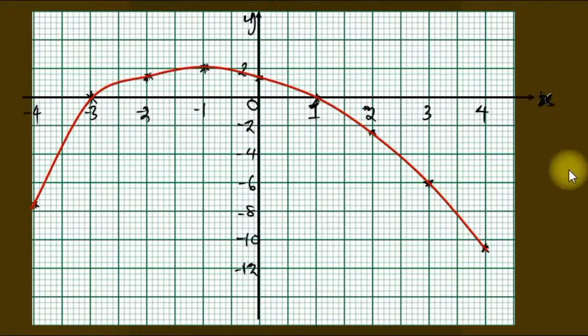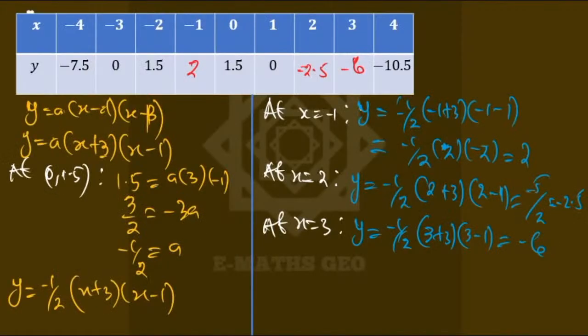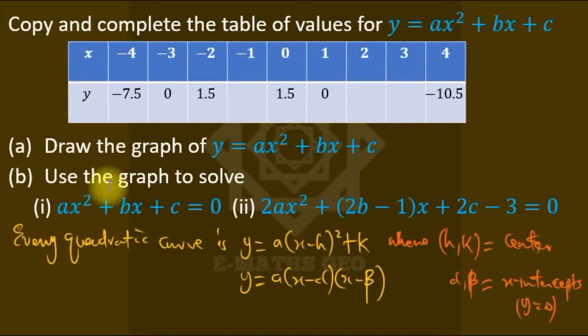Okay. So this is now y equals what? So the graph is y equals minus half x plus 3 x minus 1. So we've plotted that. So again, we have done the first and second question. So use the graph to solve this, where that is equal to 0.